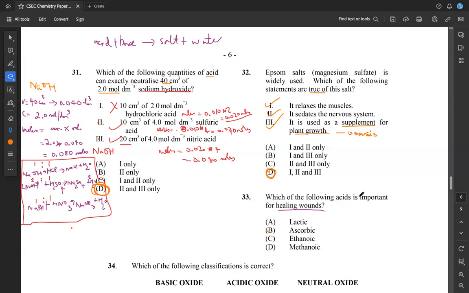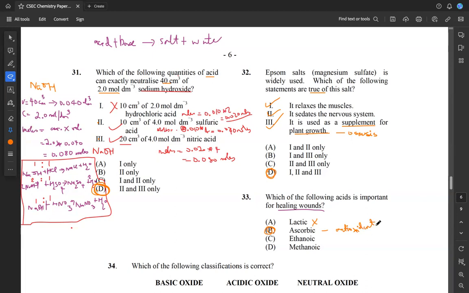33 now says, which of the following acids is important for healing wounds? So what do we use for wound healing? Lactic acid? No, that's not what we use. We actually use ascorbic acid. So our answer for 33 is B. And ascorbic acid is an antioxidant, right? So that's vitamin C, guys.